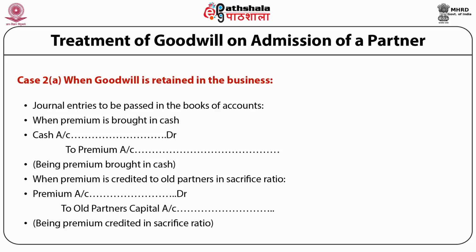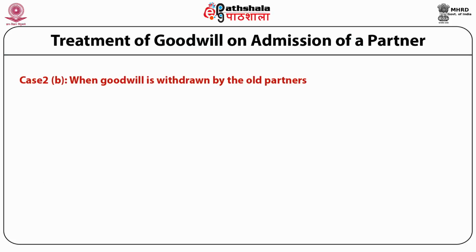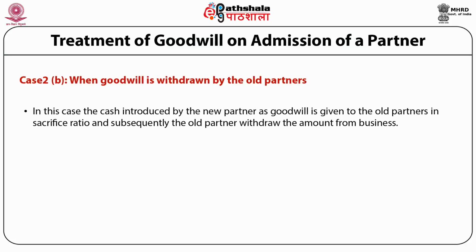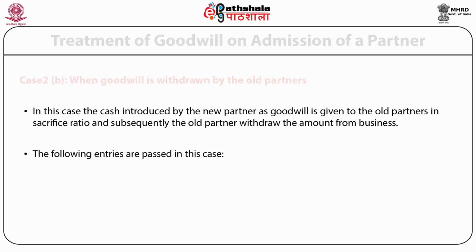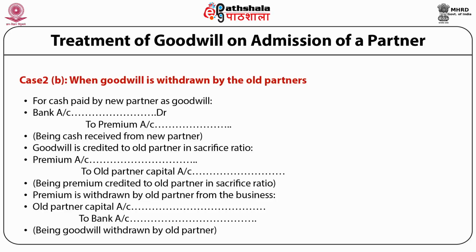Now the case when goodwill is withdrawn by old partners. In this case, cash introduced by the new partner as goodwill is given to the old partners in sacrifice ratio. Subsequently, the old partners withdraw the amount from the business. The following entries are passed in this case. For cash paid by the new partner as goodwill, bank account is debited to premium account. Goodwill is credited to old partners in sacrificing ratio. Premium account is debited to old partners' capital accounts in sacrificing ratio. When premium is withdrawn by the old partners, capital accounts are debited to bank account. These are the three entries which are passed when goodwill is withdrawn by the old partners.